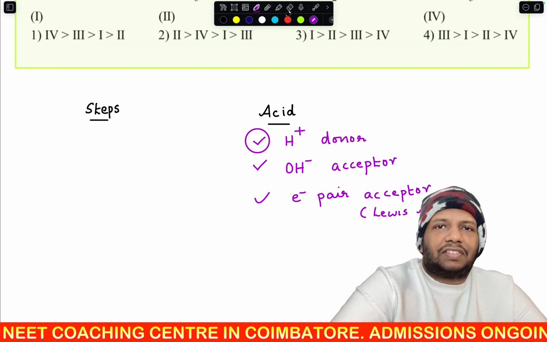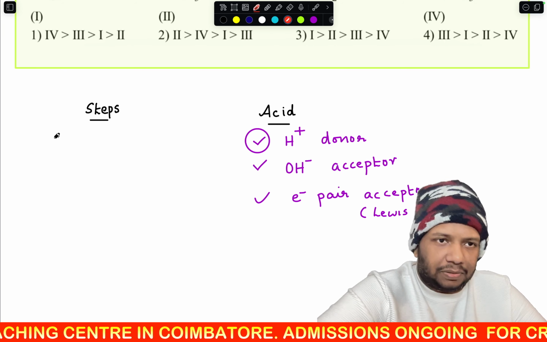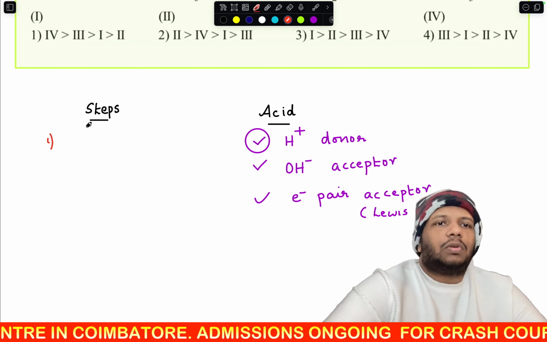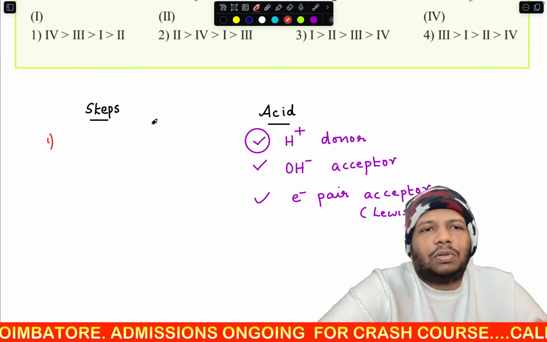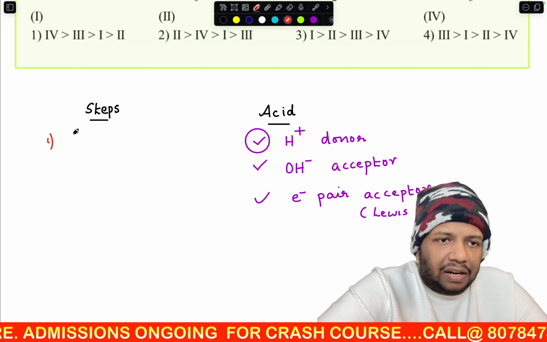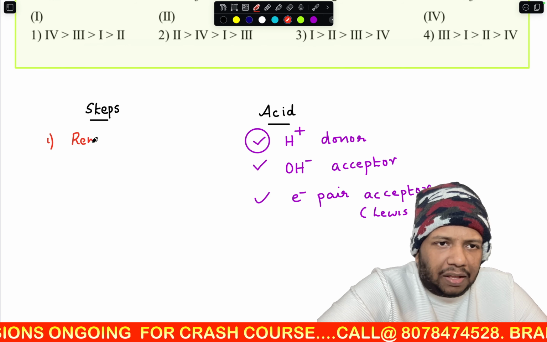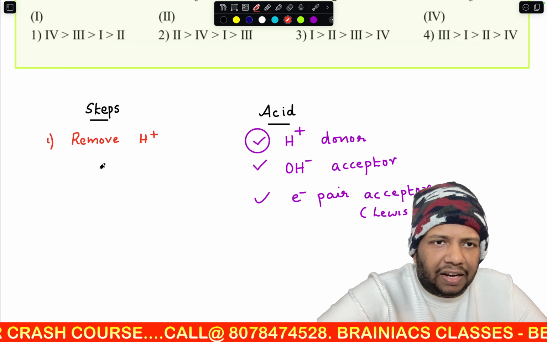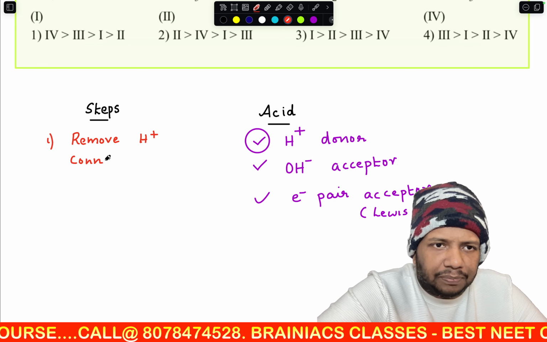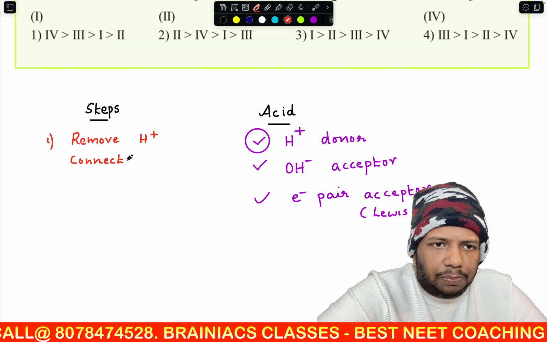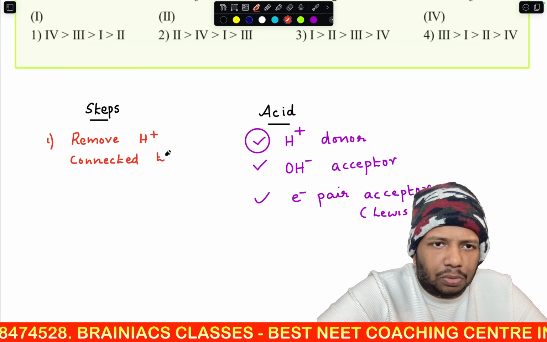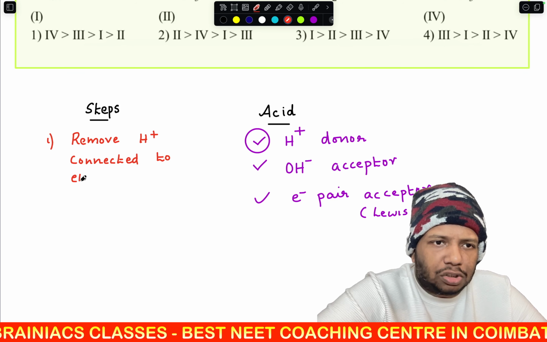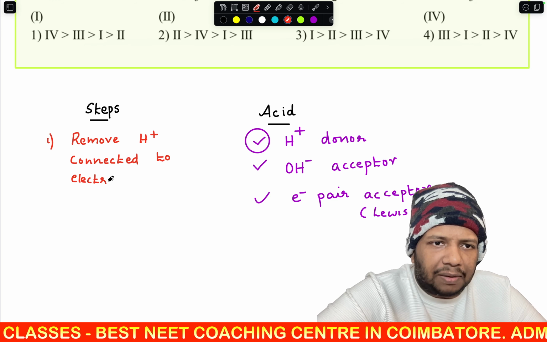Now let's see the steps. Actually, you are interested in the steps. What you need to do: the first step whenever you are going to check the acidic strength is to remove the H plus. The first thing you need to do is remove the H plus connected to an electronegative atom.